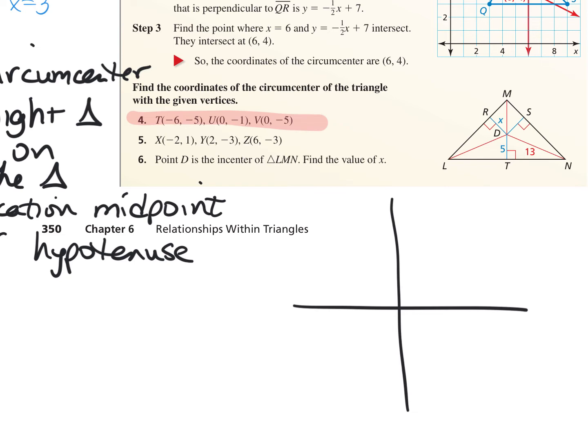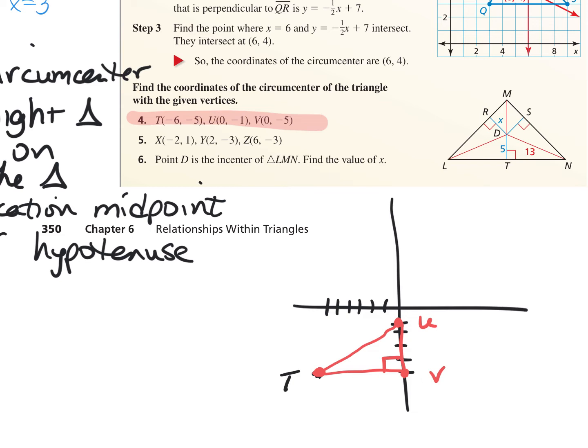So let me go ahead and graph these ordered pairs. I'm going to graph ordered pair T. It's -6, -5. So it's over here. And then U is 0, -1. And then V is 0, -5. So when I connected my points, I saw that I had a horizontal and a vertical line. And I know when a horizontal and a vertical line intersect, they're perpendicular. So I have a right angle right here. So then this tells me that the side across from the right angle is going to be my hypotenuse.